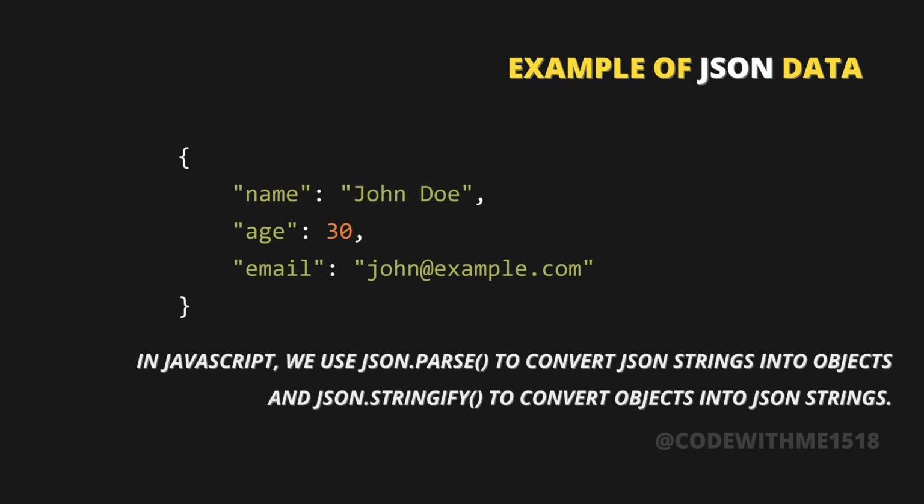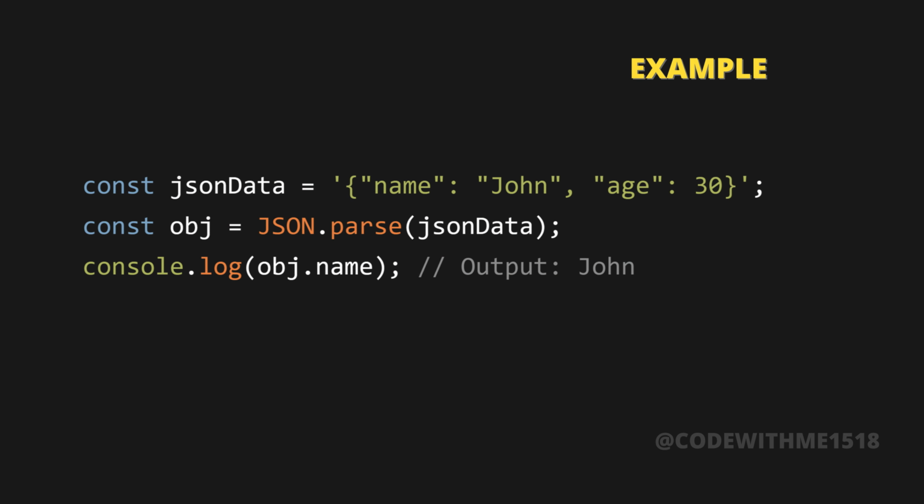In JavaScript, we use JSON.parse to convert JSON strings into objects, and JSON.stringify to convert objects into JSON strings. Example: const jsonData equals name John, age 30. Const obj equals JSON.parse(jsonData), console.log(obj.name).